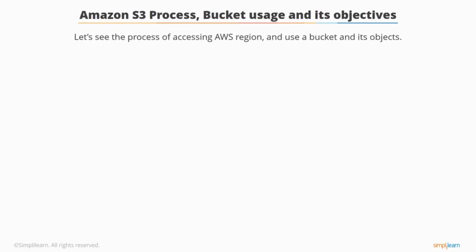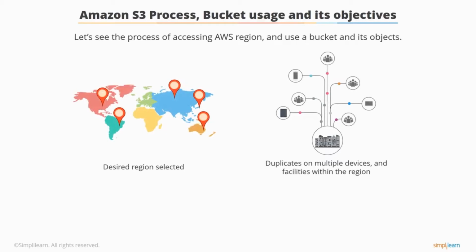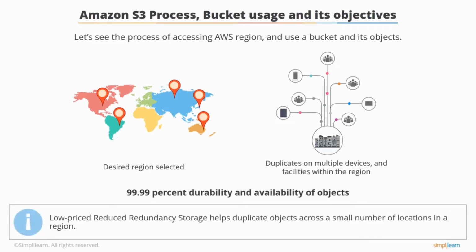You have the permissions to access an AWS region and use a bucket and its objects. As you select the desired region, Amazon S3 automatically duplicates the object on multiple devices and across multiple facilities within the region. This is done to maintain 99.99% durability and 99.99% availability of objects. The low-priced reduced redundancy storage, or RRS, helps Amazon S3 in duplicating objects across a small number of locations within a region.